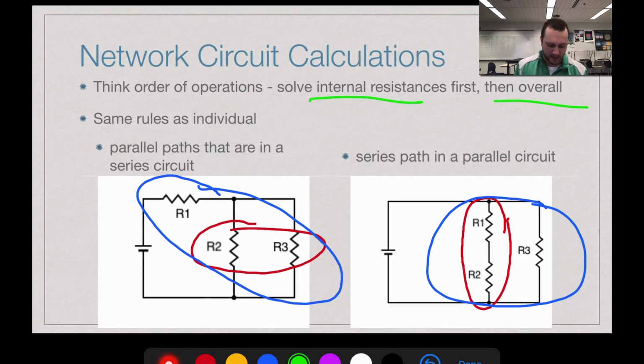And when we look at our individuals here, we would abide by our parallel rules, so we'd look at all the reciprocal functions. Then we would look in series and abide by series rules. Here, we would do our series rules first, then we would abide by our parallel rules.